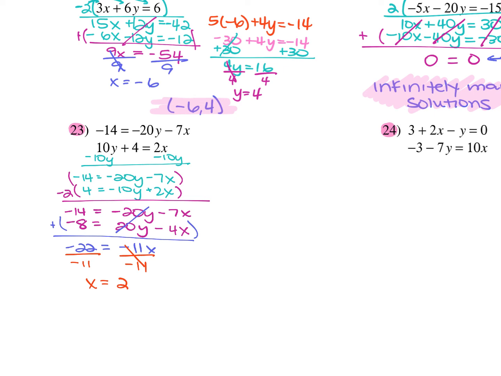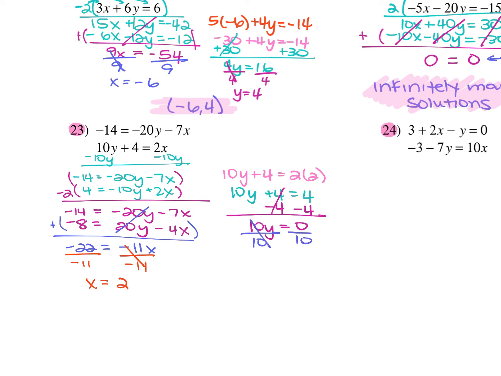Which equation would you like to use in order to solve for y? Okay, so 10y plus 4 is equal to 2 times x, which is 2. 2 times 2 is? So 10y plus 4 is equal to 4. To move the 4 over on the same side as a 10y, you're going to subtract it from each side. So you have 10y is equal to 0. Divide each side by the 10, and y is 0.